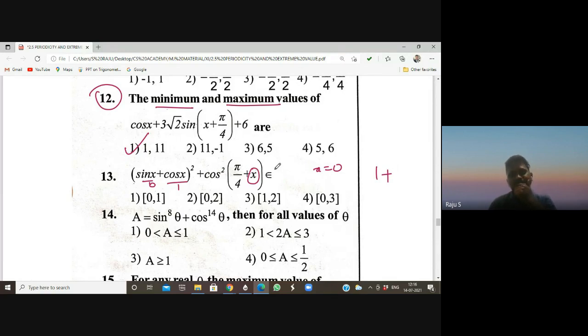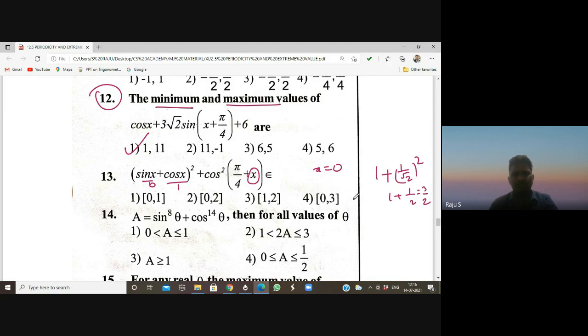Cos pi by 4. Cos 45 is 1 by root 2. 1 by root 2 the whole square, 1 plus 1 by 2, nothing but 3 by 2. Is there any option 3 by 2? No. There is no option 3 by 2.